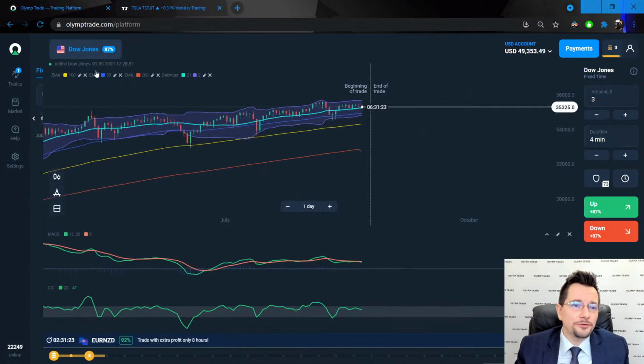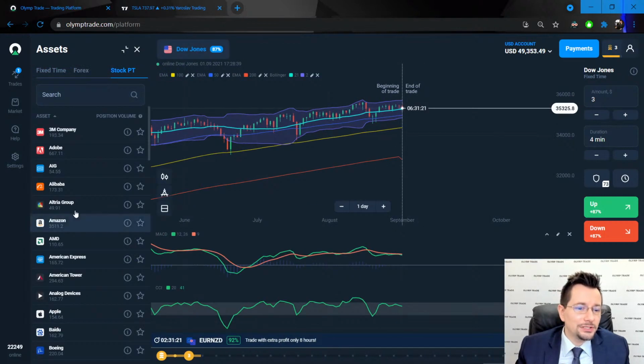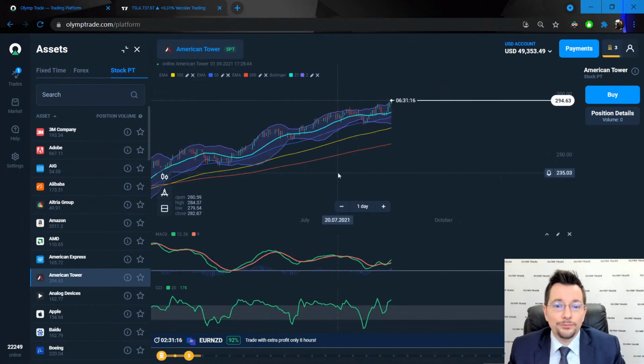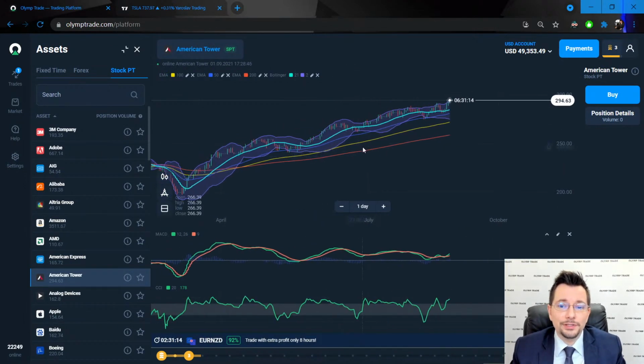I'm actually looking for a few more trades to open, guys. I wanted to leave these with you before I go. So American Tower is a real estate company. They sell American real estate, and they're really something to watch out for. As you guys can see, they dip down to the bottom Bollinger Bands, and it's a really good buying opportunity.